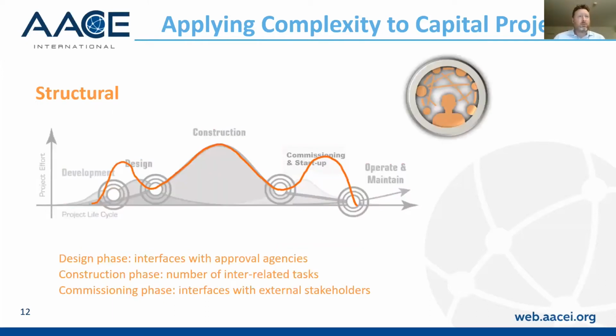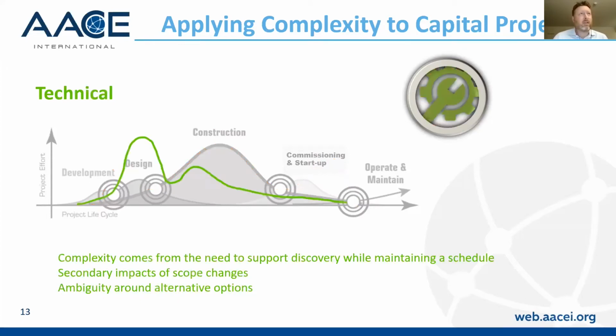So starting with structural, so those aspects of what you're doing along that project life cycle, the design phase, the interfaces with approval agencies, that would drive a bit of a spike in complexity, the risk from complexity on that project. In the construction phase, you'd have things like the number of interrelated tasks that you're trying to manage. In that commissioning phase, you'd have a lot of external stakeholders that you'd be looking to manage as well. So that would create a trend of that risk from complexity that might look something like this.